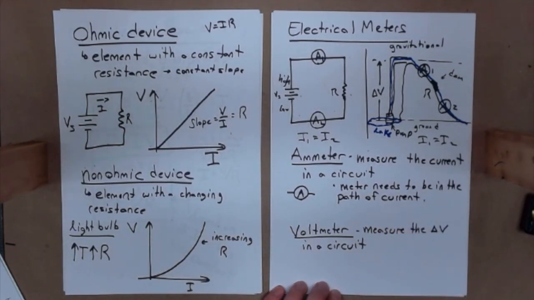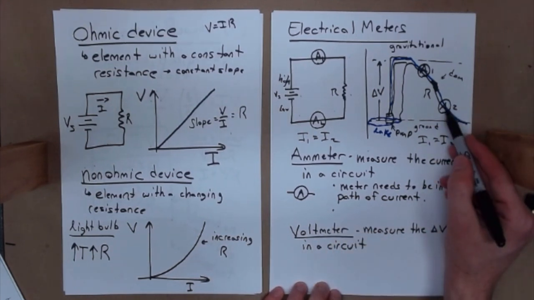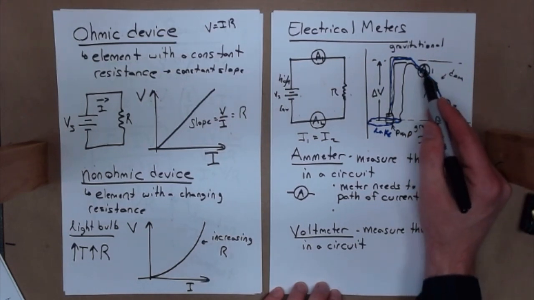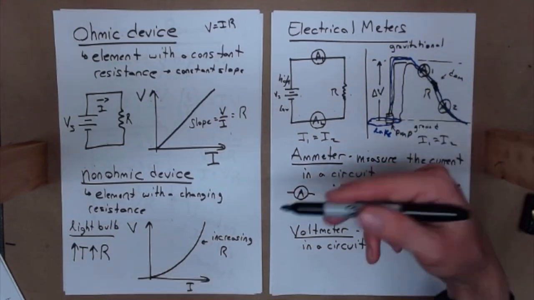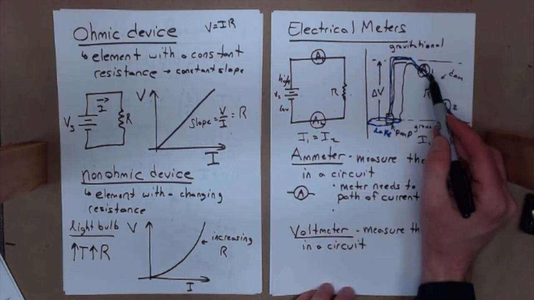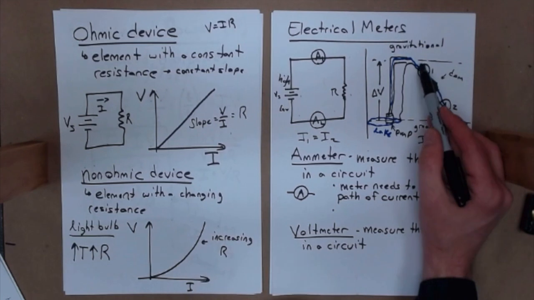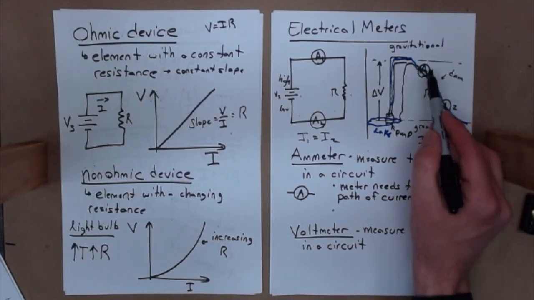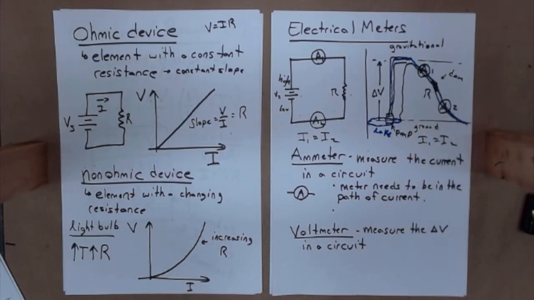Okay, so the meter needs to be in the path of the current itself. And then the next thing is, well, think about this. Imagine that the ammeter had some resistance. Wouldn't it slow the water down? Imagine the ammeter would be the equivalent of a water wheel that spins and counts the number of spins and tells how fast the current's flowing. If that thing had a lot of resistance, I would slow the water down, right? And so by putting the ammeter in the circuit, I change the properties.